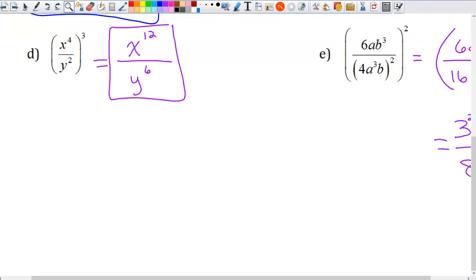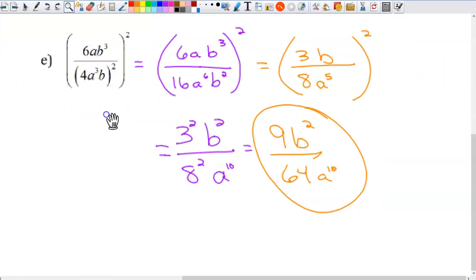Hopefully you attempted those. Part D, fairly straightforward. There was nothing I could reduce to begin with. I just threw that exponent into both of those guys. There were no coefficients to mess with. Sorry, there was a 1, but 1 times 1 times 1 is still 1. So it was pretty straightforward.